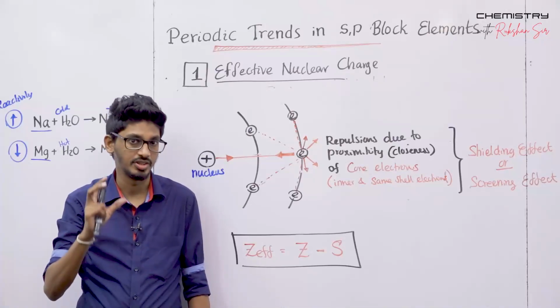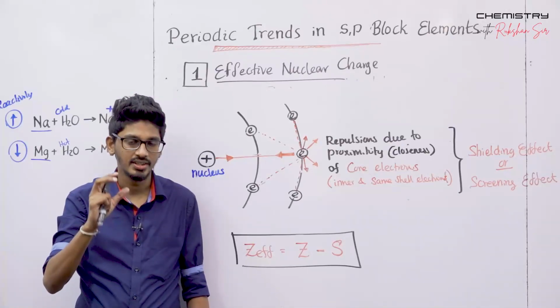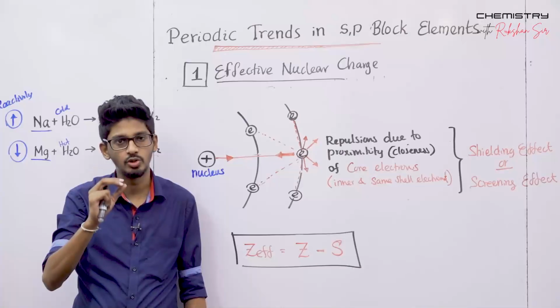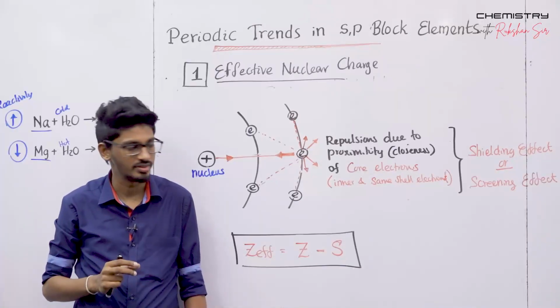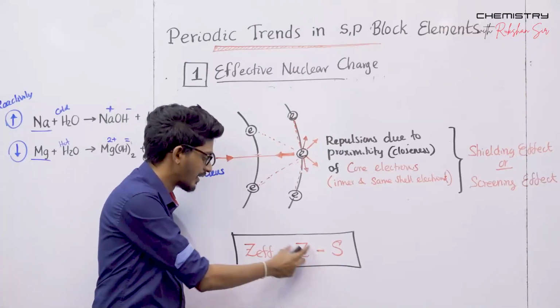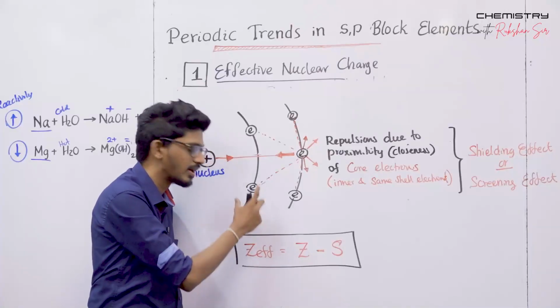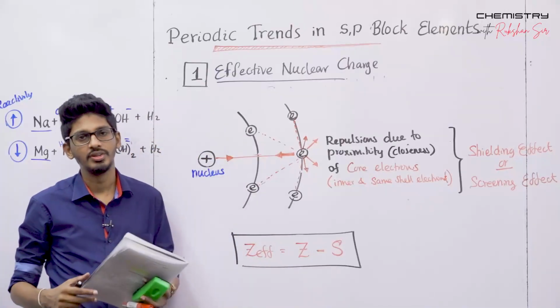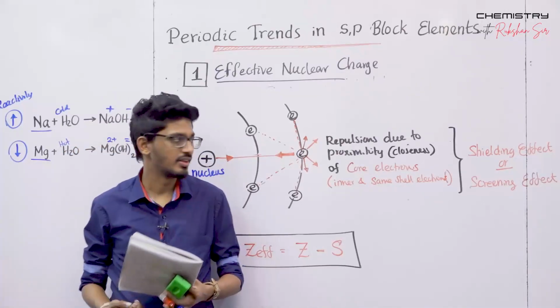Effective charge is actually the charge felt by the valence electron. This is the actual charge, but effective charge is the charge felt by the valence electron. So that is all about the shielding effect.